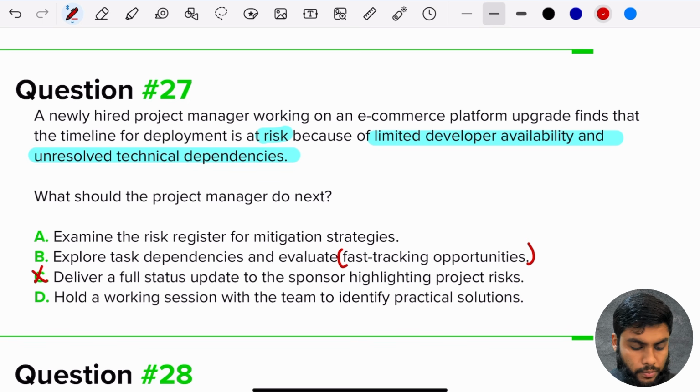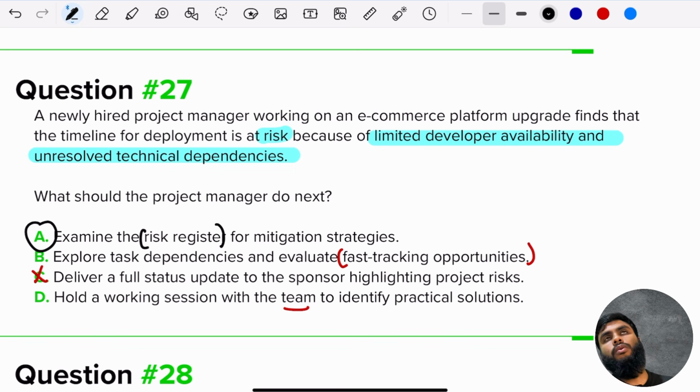All right. So deliver a full status update. Okay, great. So hold a working session with the team to identify practical solutions. That's a good solution too. The team members are your experts. But the first thing I want to do, guys, is when I'm experiencing a risk, what do I do? I look at the risk register. This is going to be my best answer.